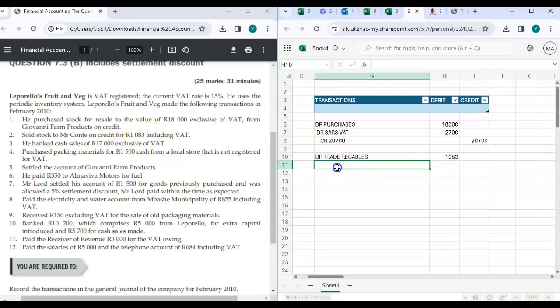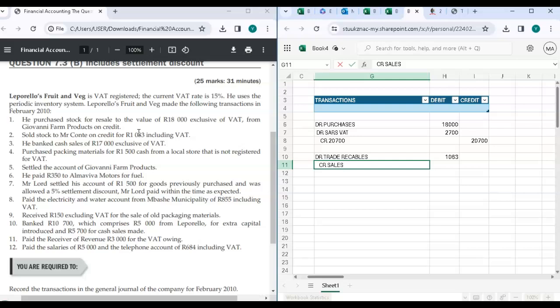But now, first of all, you're saying credit, and you know one amount will be sales. But here's the thing. When you say credit sales, what is your actual sales? Because your actual sales is not 1,083, because this has VAT in it. The VAT in it you're going to pay to SARS, and the other amount besides VAT is your sales. You get what I'm saying?